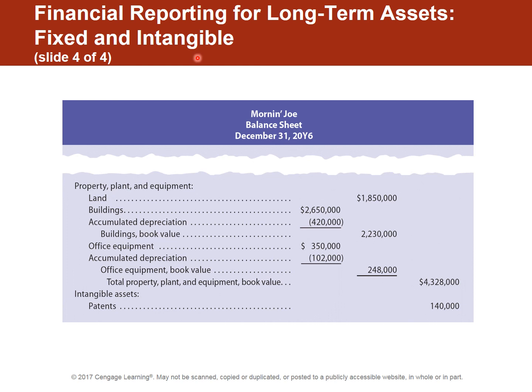Finally, financial reporting for long-term assets is shown here just for a wrap-up. Let's see what it would look like on a balance sheet. Under the plant, property, and equipment section and the intangible section, we have land, which you've already talked about is not depreciated. And here we have buildings and their accumulated depreciation. Here's the book value as of December 31st in this year. We have office equipment subject to accumulated depreciation. Here is the book value. And here's our total PP&E book value.